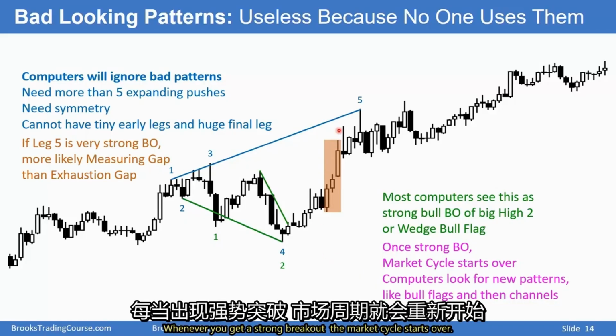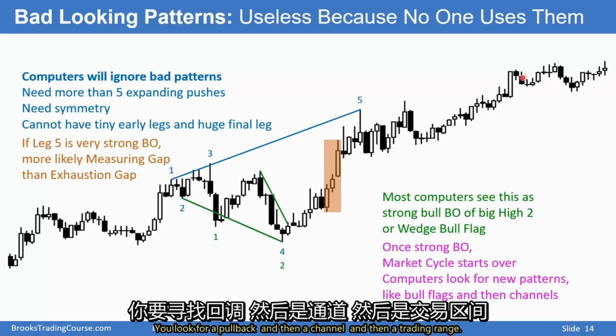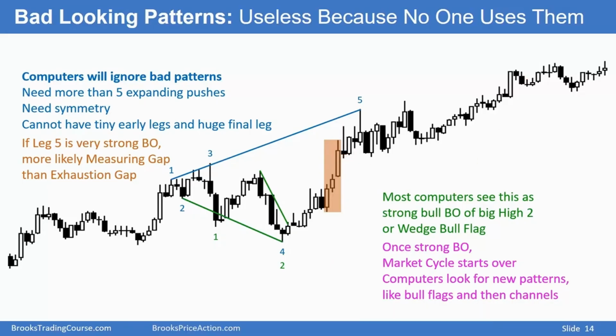Whenever you get a strong breakout, the market cycle starts over. You look for a pullback, and then a channel, and then a trading range.